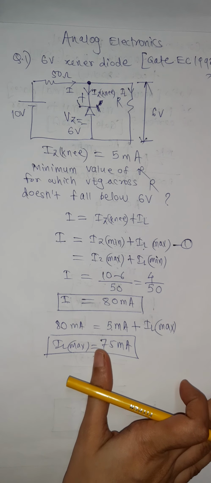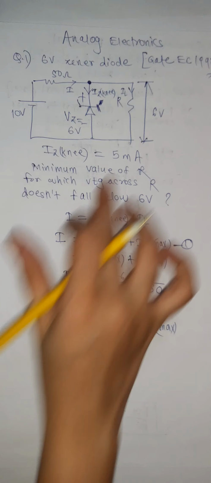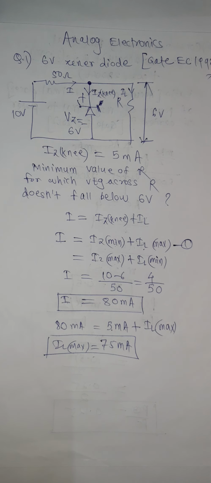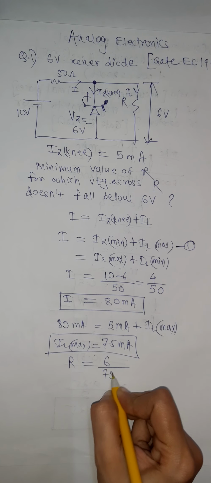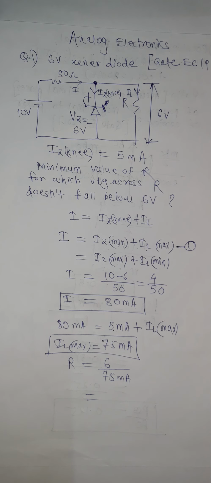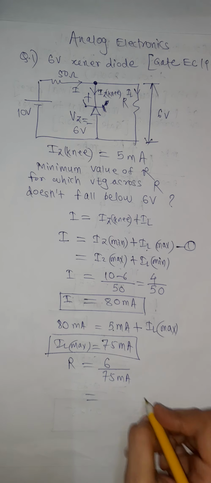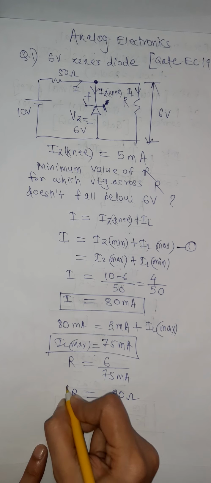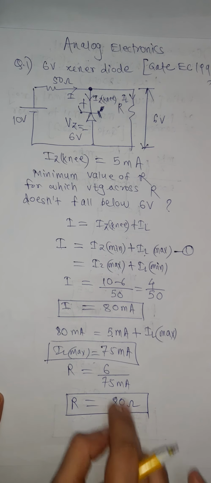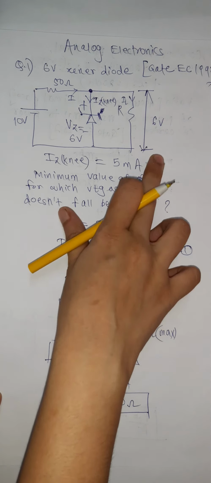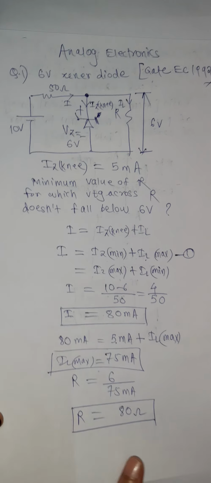Now it is said that the voltage across this R is constant, that is 6 volt, and doesn't fall below it. So by using Ohm's law, V is equal to IR, that is 6 is equal to R into IL max. So R is equal to 6 divided by 75 milliamperes, which is nothing but 80 ohms. So the minimum value of R is 80 ohms, for which the voltage across this R doesn't fall below 6 volt. So this is the answer.